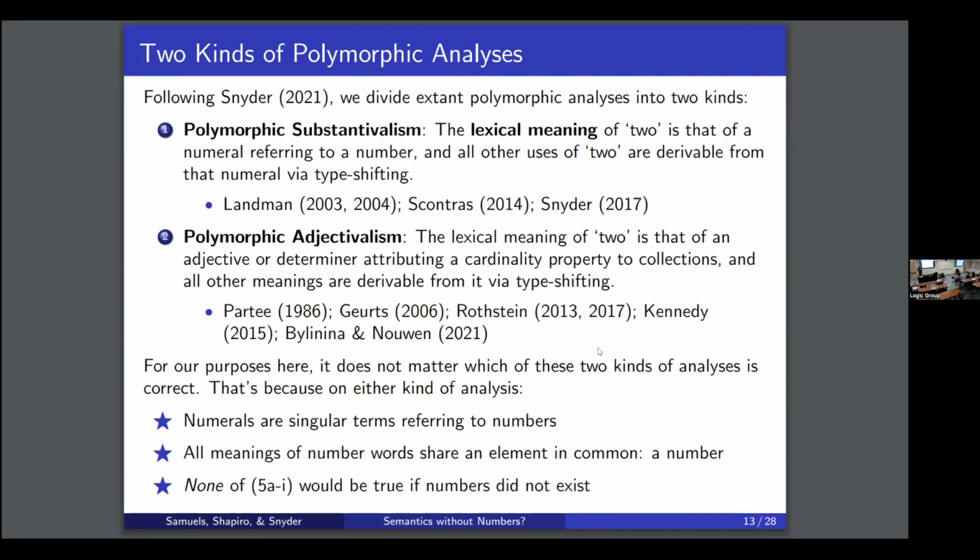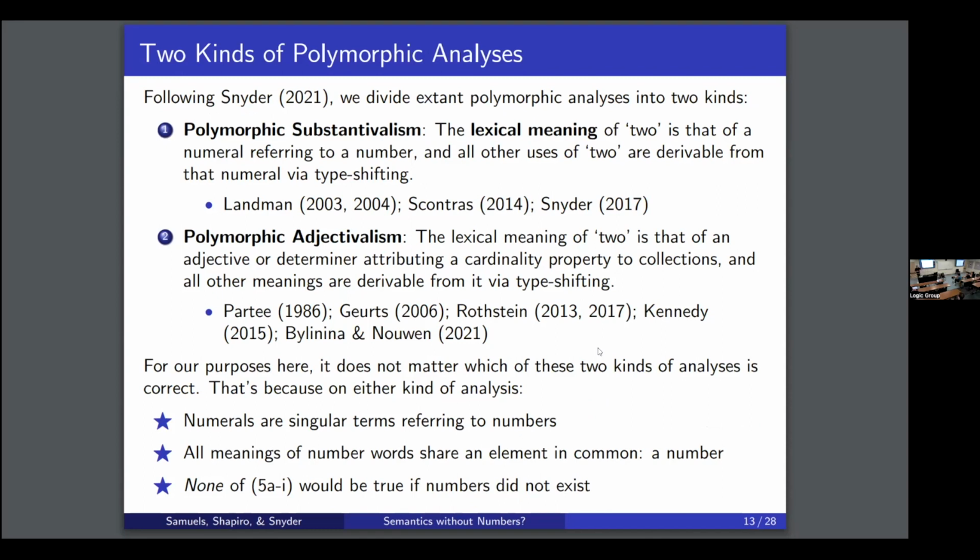We have our own views about which kind is best, but that doesn't really matter for our purposes here, because on both kinds of analyses, numerals are going to be singular terms referring to numbers. So that first premise in the simple argument is going to turn out to be correct on all polymorphic analyses.